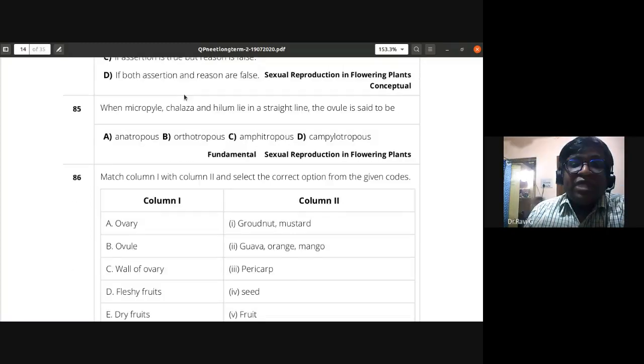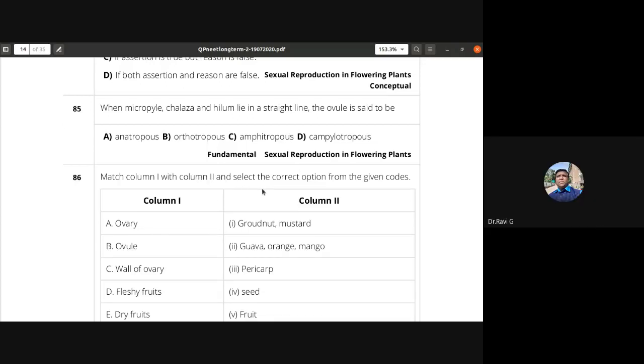85th, when micropyle, chalaza, and hilum lie in a straight line, the ovule is called an orthotropous ovule. See, if they are lying side by side, it is an anatropous ovule. What you have studied, the structure of the ovule or megasporangium. It is an anatropous ovule, but in an orthotropous ovule, they have micropyle, chalaza, and hilum in a straight line. So we call that ovule orthotropous. 85th is B.